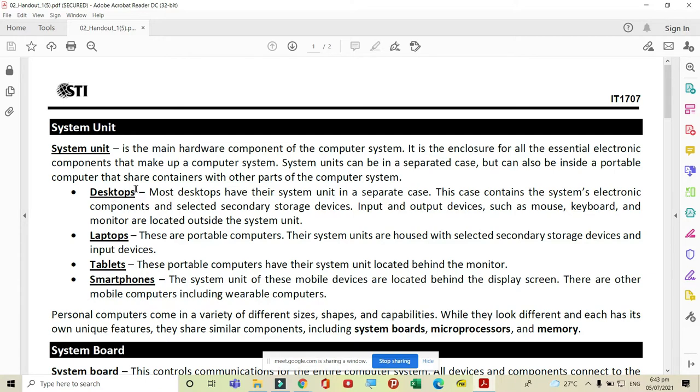So for example, a desktop. Most desktops have their system unit in a separate case. This contains the system's electronic components and selected secondary storage devices, like the hard disk we discussed last week. Input and output devices such as the mouse, keyboard, and monitor are located outside of the system unit.